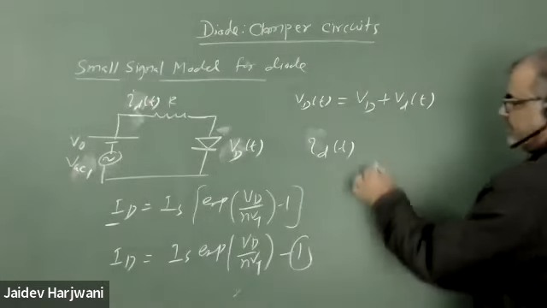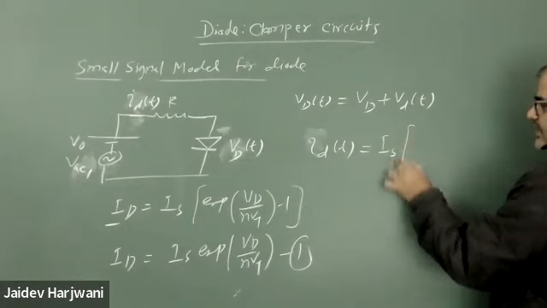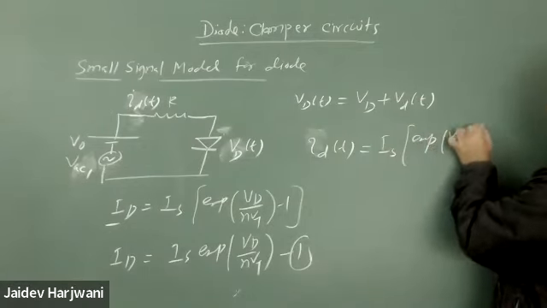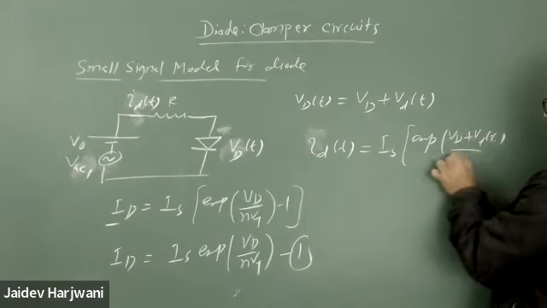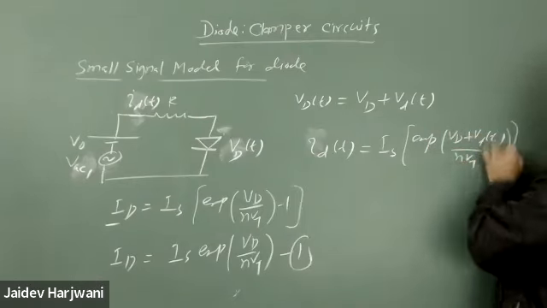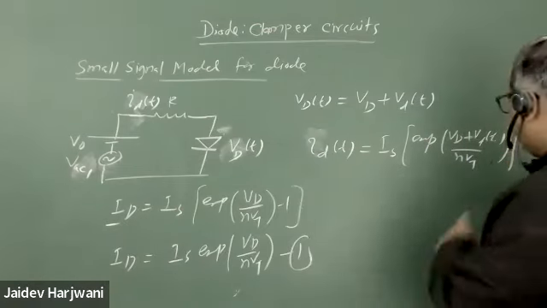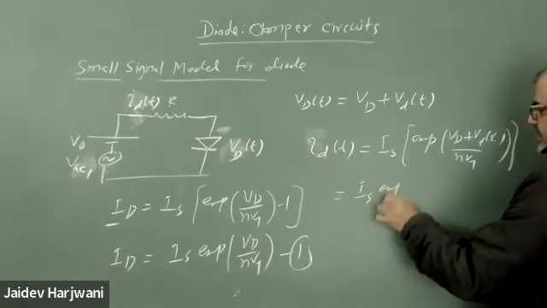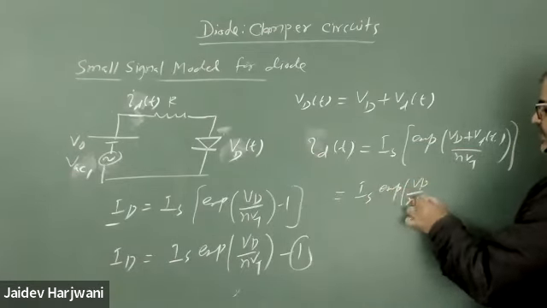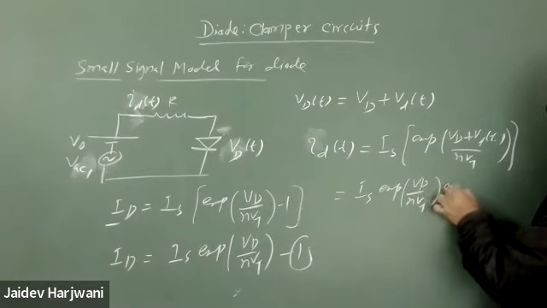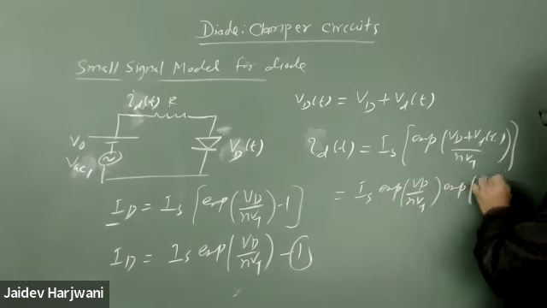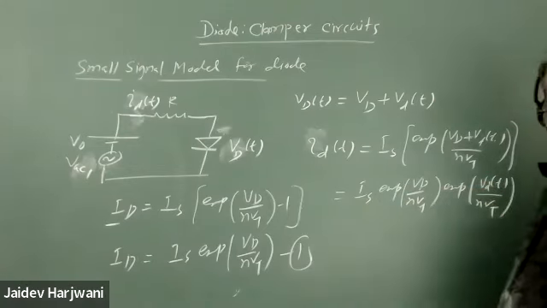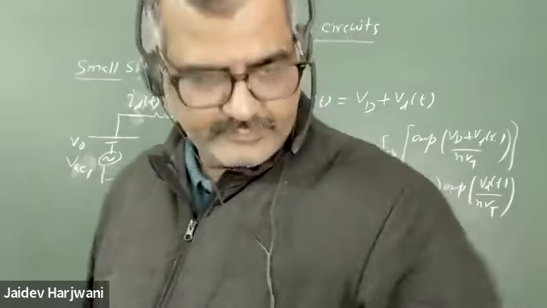Now small idt will be how much? Again, reverse saturation current exponential of the total voltage VD plus VDT upon eta VT. For the one I can leave it because this is a forward current. And this I am writing as IS exponential VD upon eta VT and exponential VDT upon eta VT. Can I write like this now? Yes or no?